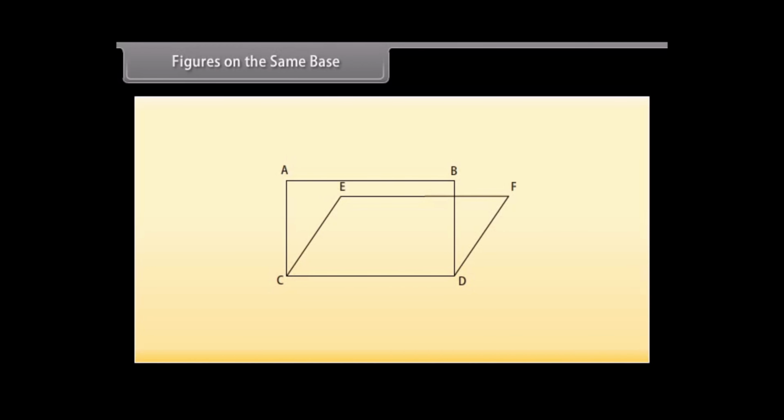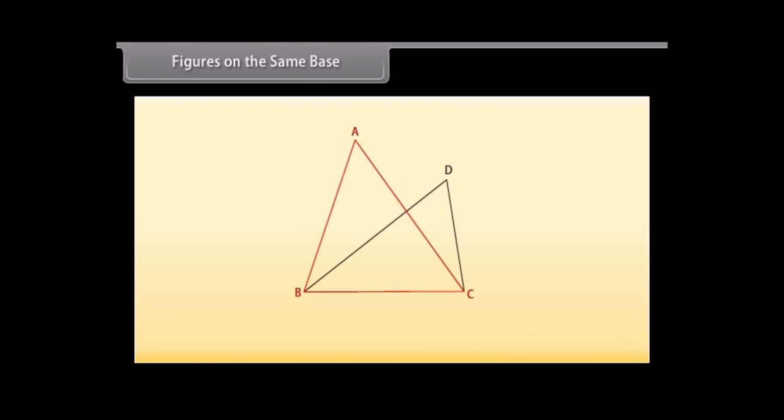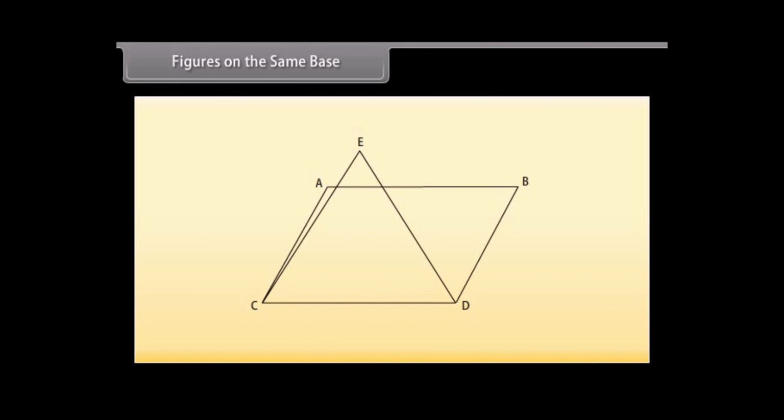Figures on the same base. Look at this figure. We have got two figures here, a rectangle ABCD and a parallelogram CDEF. We can see that both the figures are on the same base CD. Similarly, in this figure, triangle ABC and triangle BCD are on the same base BC. Now look at this figure. Here a triangle ECD and a parallelogram ABCD are on the same base CD.